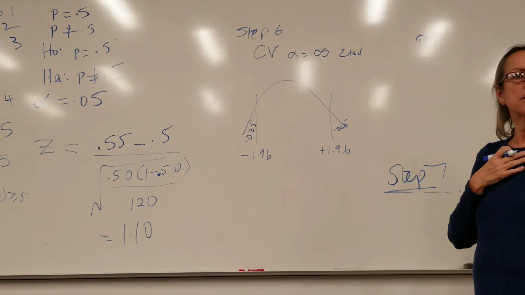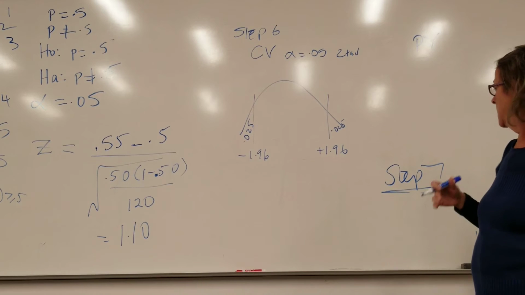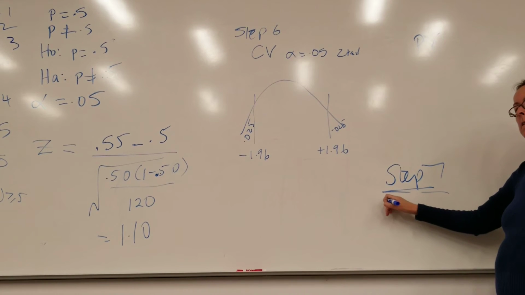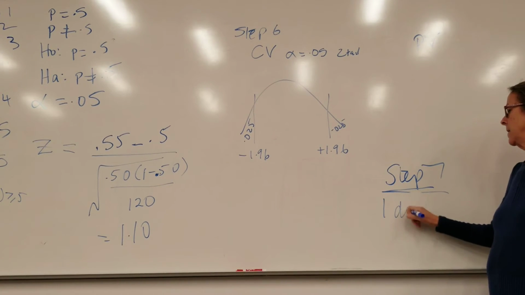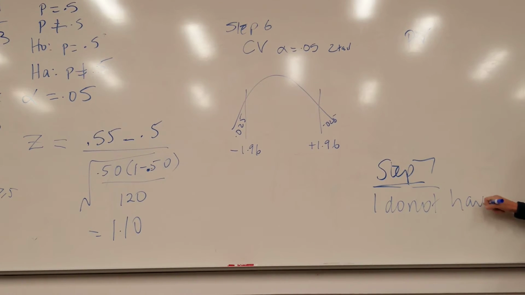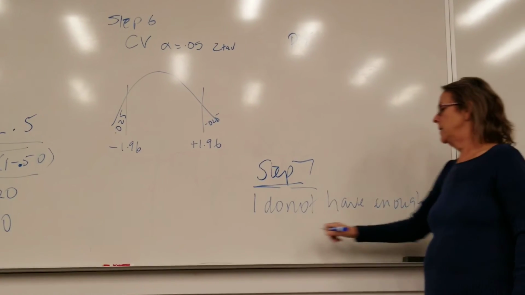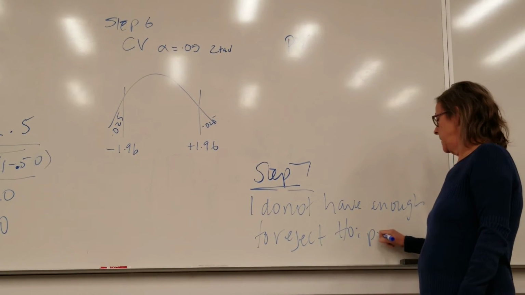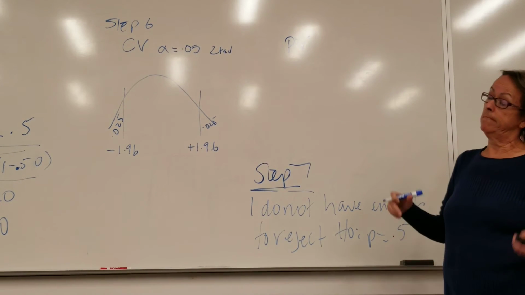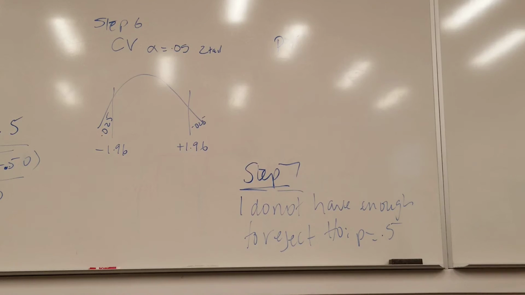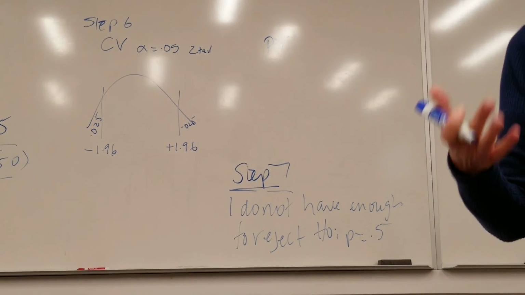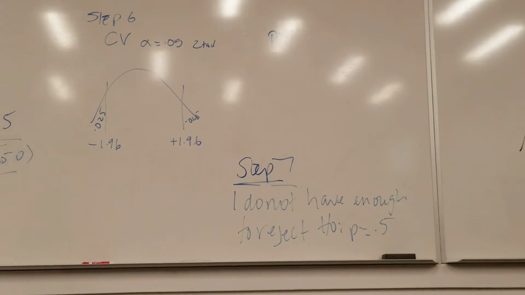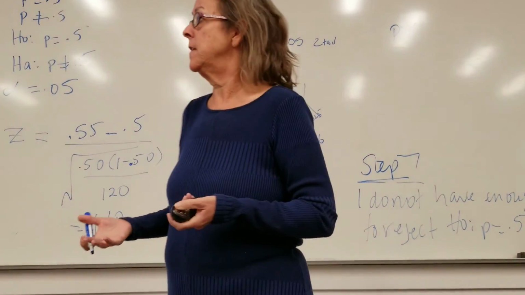What's your decision? I do not have enough evidence to reject the null hypothesis, which is p equals 0.5. I could write, although it appears that more than 50% of crashes are due to drunk driving, the difference is not statistically significant.